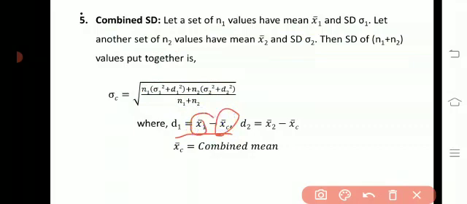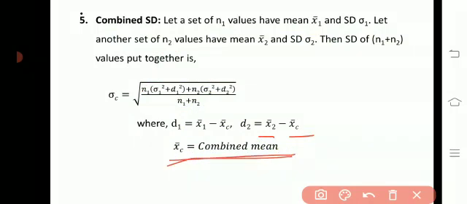combined arithmetic mean, and d2 is equal to x2 bar, that is mean of second sample, minus x bar c, that is combined arithmetic mean, where x bar c is combined mean, and we know that x bar c is equal to n1 x1 bar plus n2 x2 bar divided by n1 plus n2. We have studied under the properties of arithmetic mean.